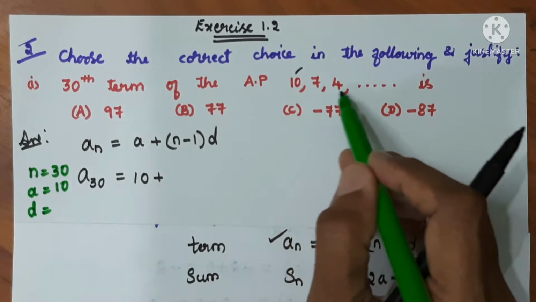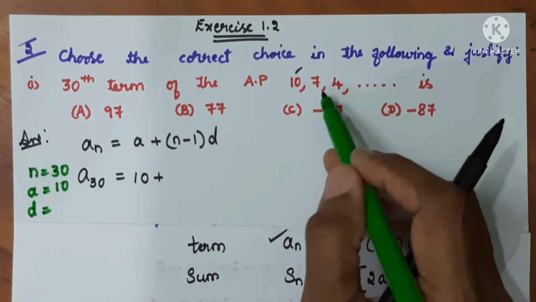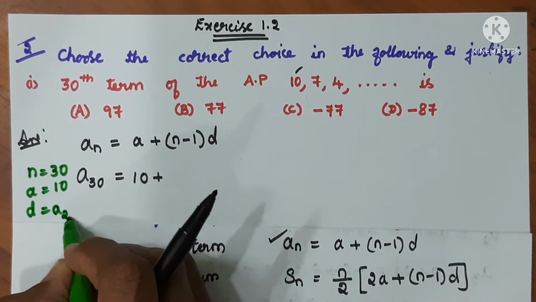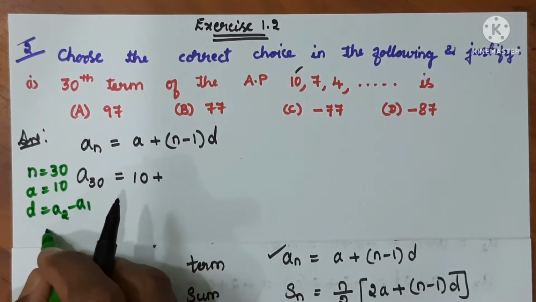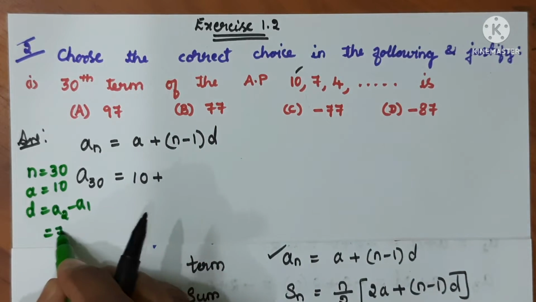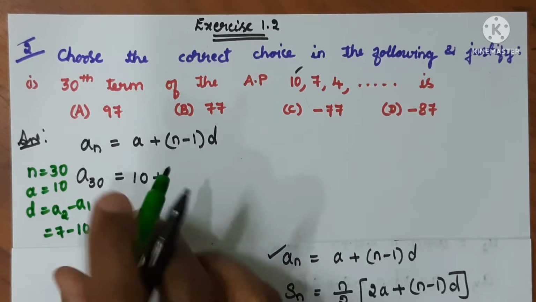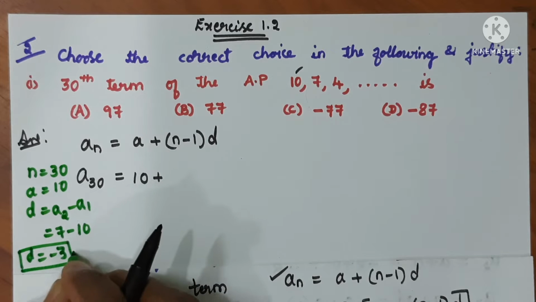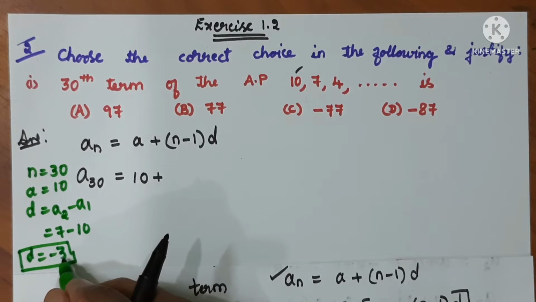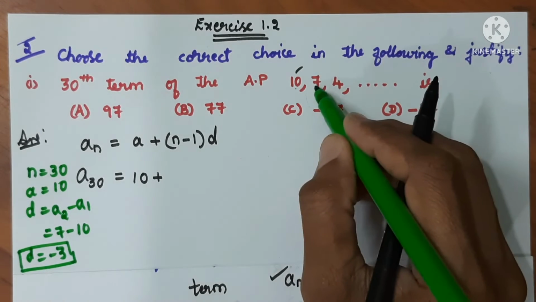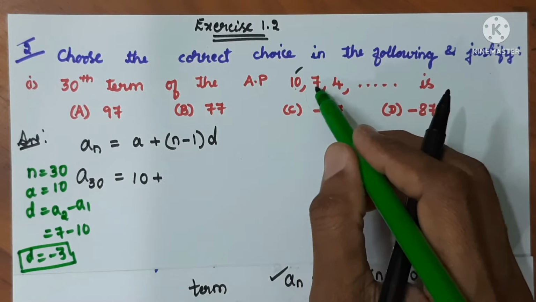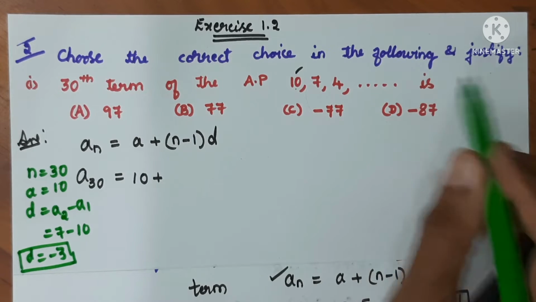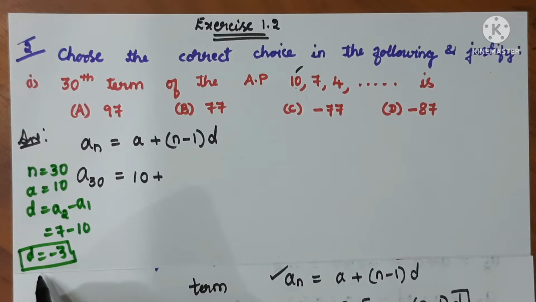here the value of the terms is decreasing, so the common difference will be negative. Or else let us find it as a2 minus a1. Here the second term a2 is 7 minus the first term 10, so the value of d will be minus 3. Here clearly you can see that if the common difference is a negative number, then the value of the terms decreases. If the value of the terms decreases, then the common difference will be a negative number. You have to remember this. So the common difference here is minus 3.